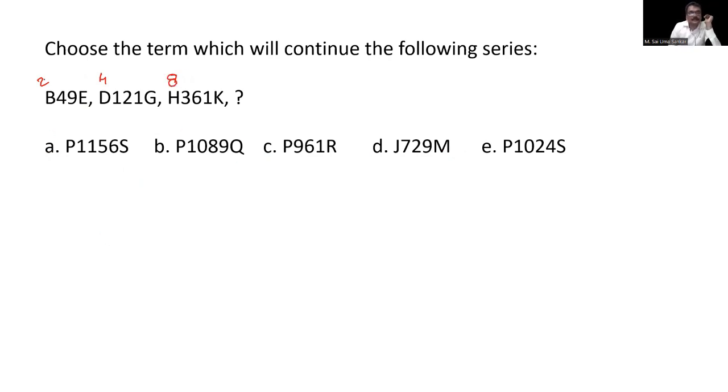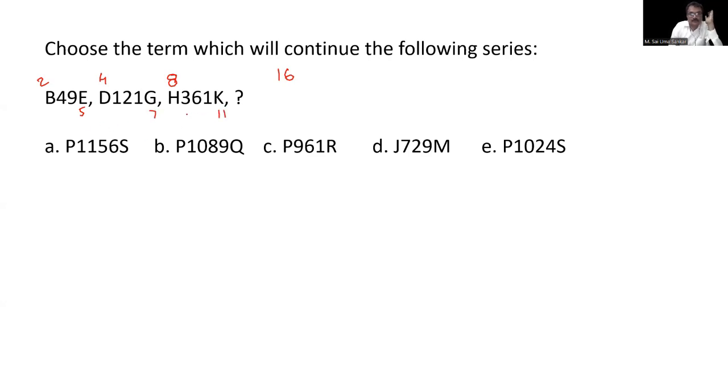Okay. Here, second letter, fourth letter, 8th letter. What happened? 2 into 2, 4, 4 into 2, 8, 8 into 2, that is equal to 16. What is the 16th letter? P. So here 4 options satisfy first letter as P. Next, E is the 5th letter, G is the 7th letter, K is the 11th letter.